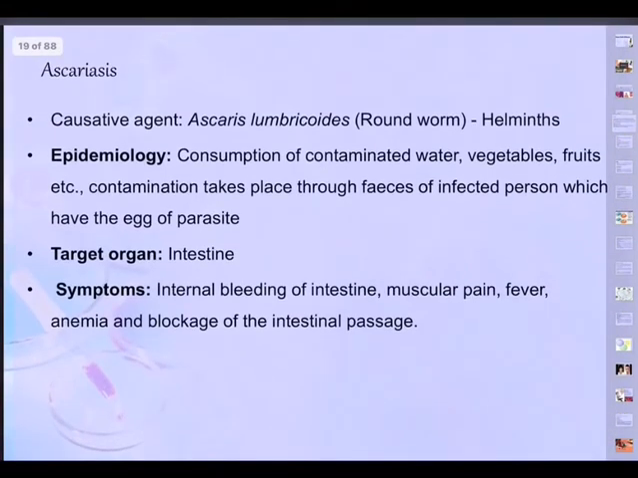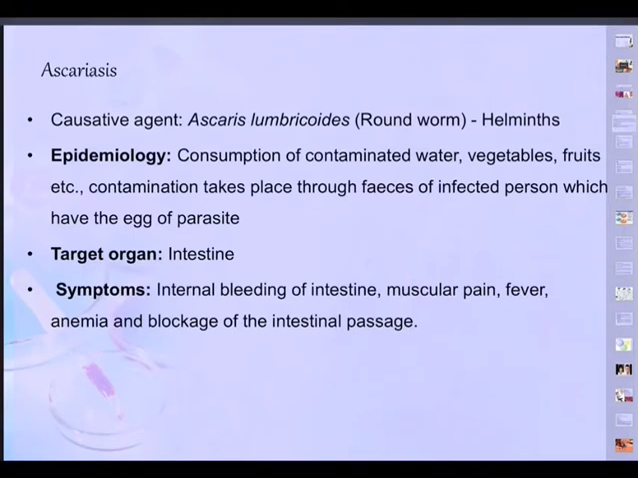Next we go to the helminth diseases, that is ascariasis. This infection is caused by a roundworm, biologically called Ascaris lumbricoides. Take care of the spelling. This is a helminth, a roundworm. And how do you get this?